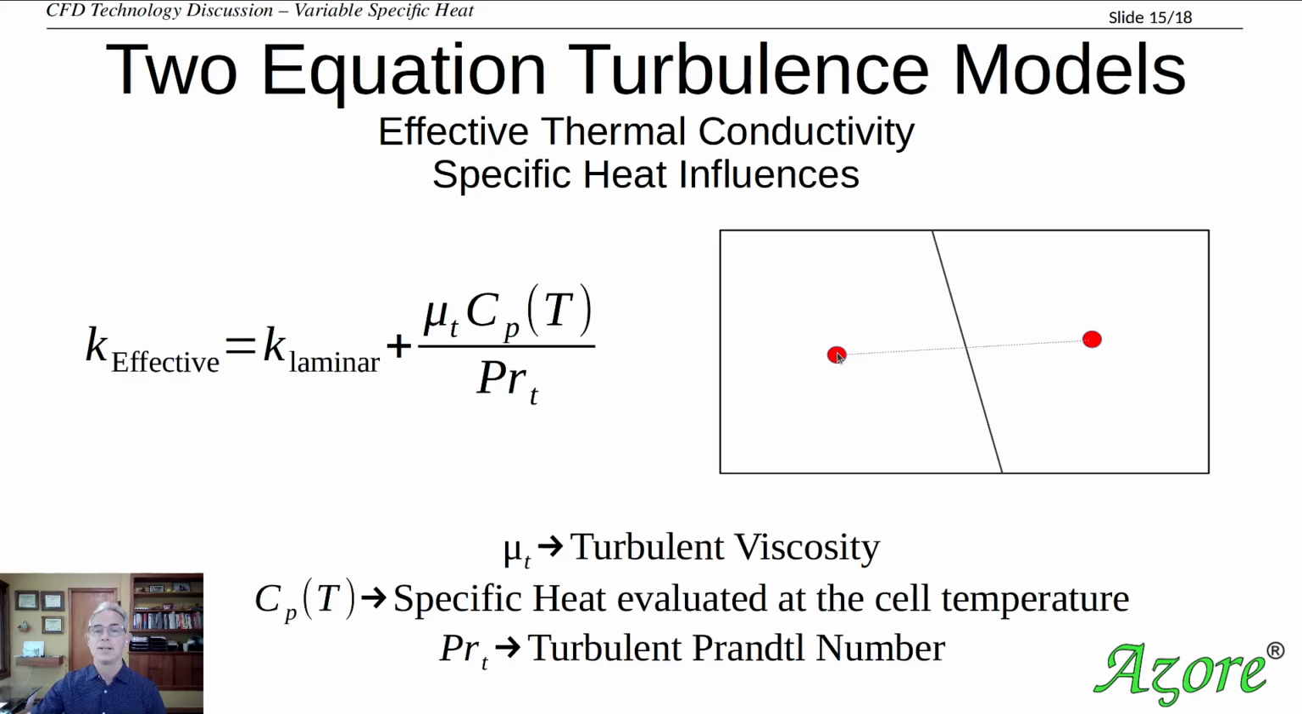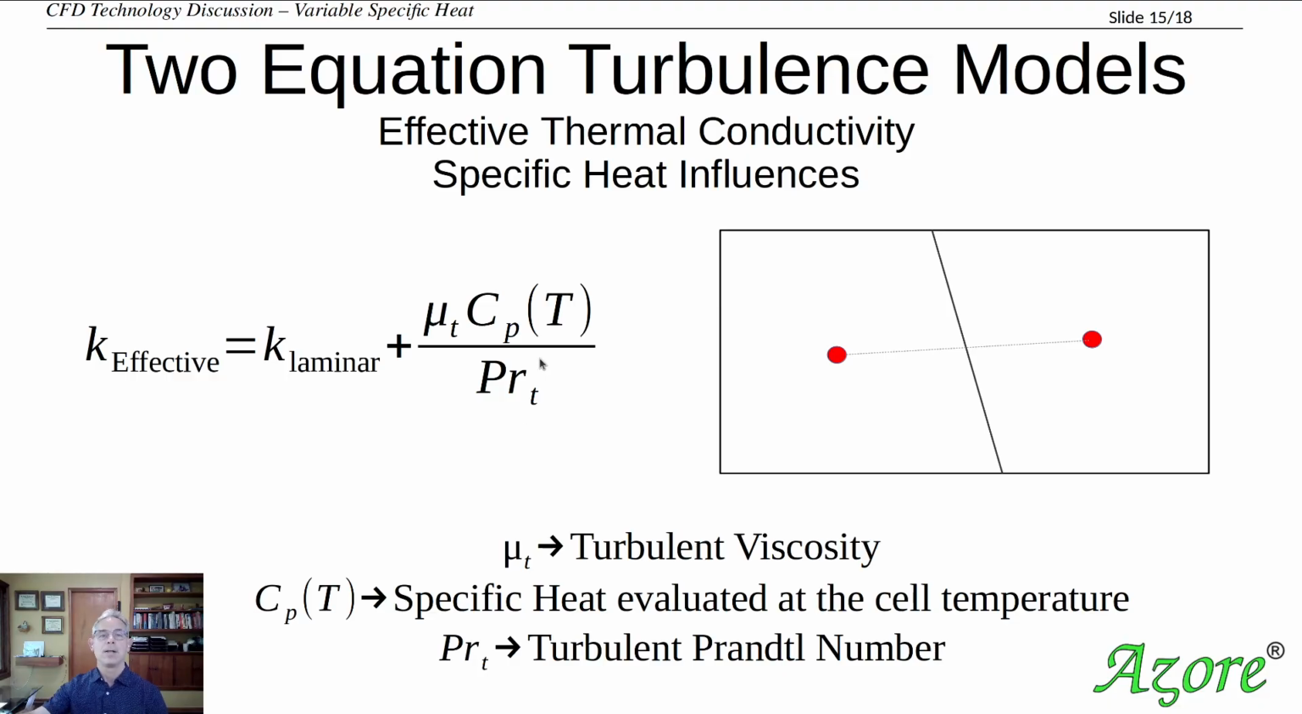The typical way of accounting for turbulence between these 2 points is to come up with what is often referred to as an effective thermal conductivity. This effective thermal conductivity is a sum of the laminar thermal conductivity plus a correction due to turbulence. This correction is composed of mu t, the turbulent viscosity, which is a measure of the mixing potential there. Then we multiply it by our local CP, and divide by the turbulent Prandtl number, which is a constant for turbulence models.